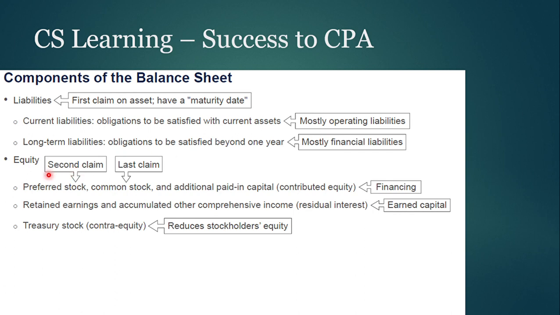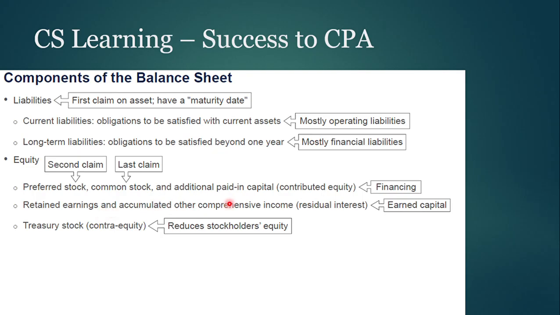Then we have the equity: preferred stock, common stock, APIC, additional paid-in capital. The preferred stock is basically the second claim. The first claim is liability. The second claim is the preferred stock, and common stock is the last one who can claim anything in case of liquidation of the entity.